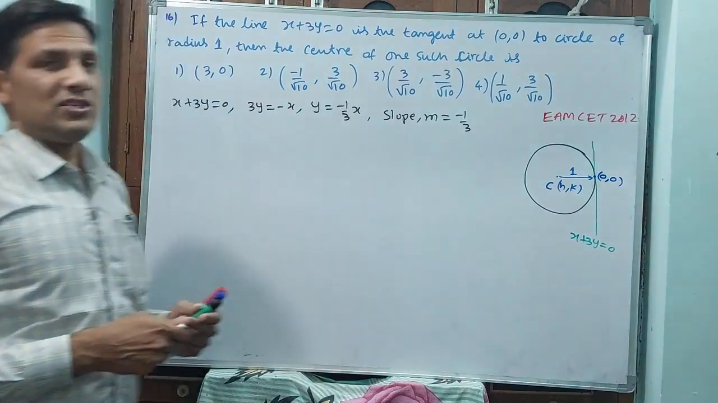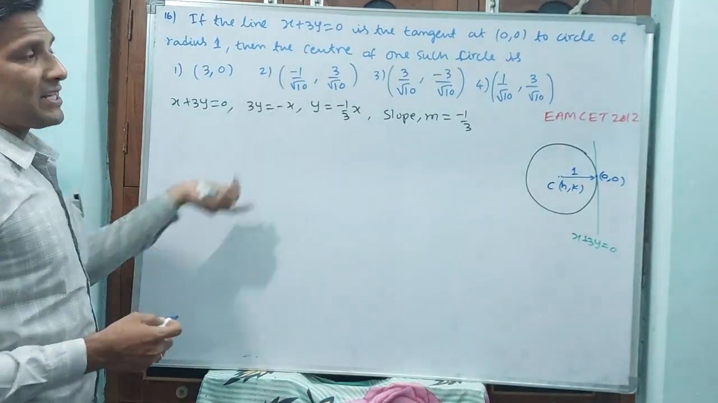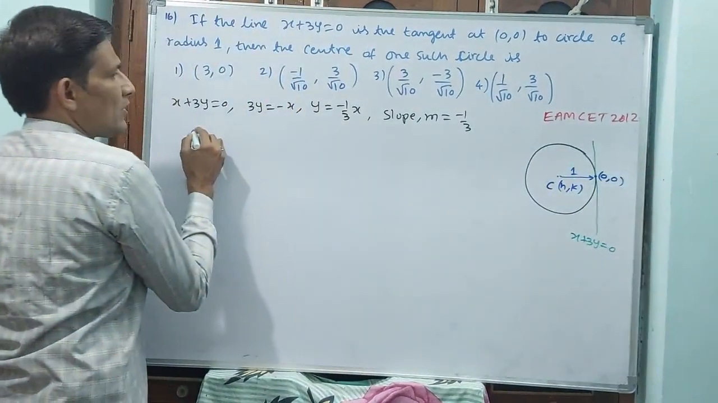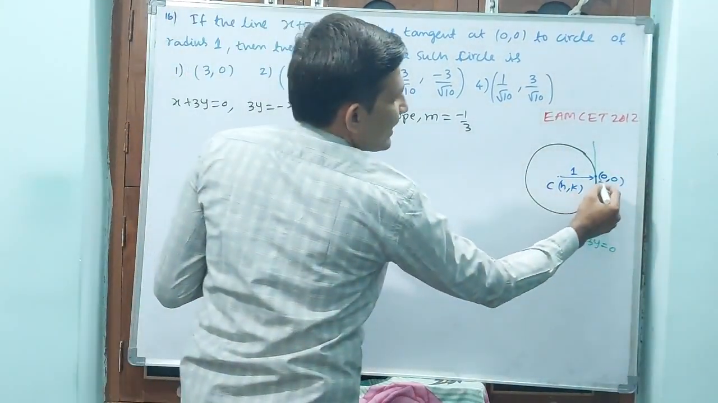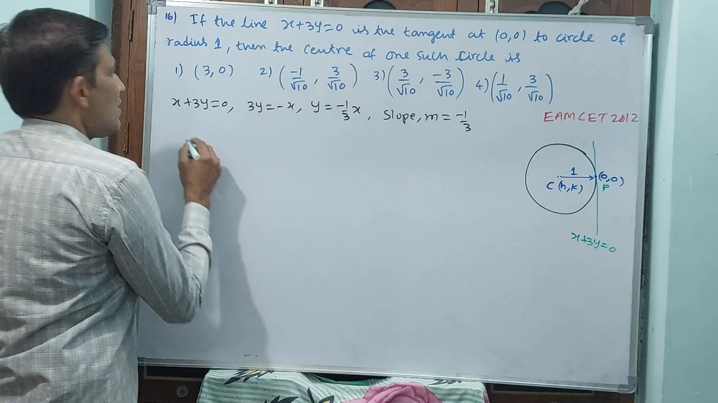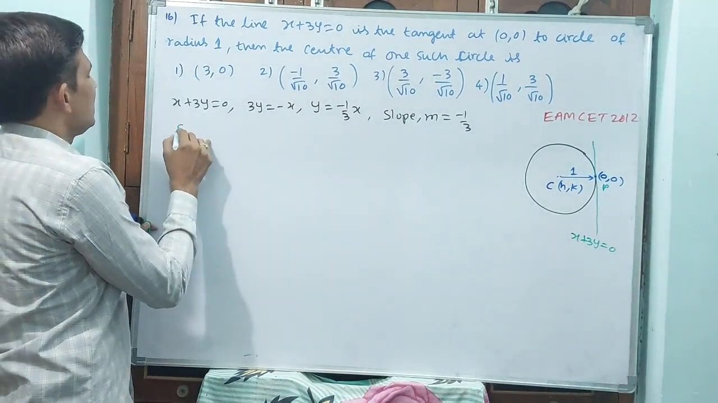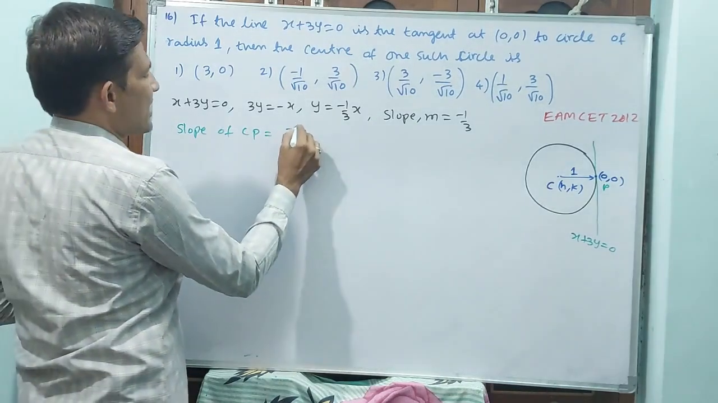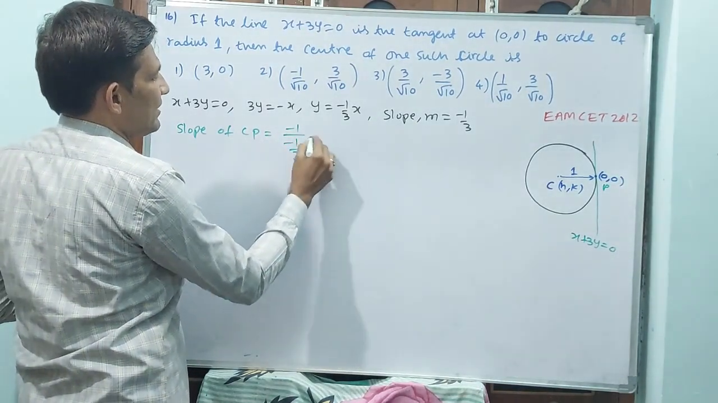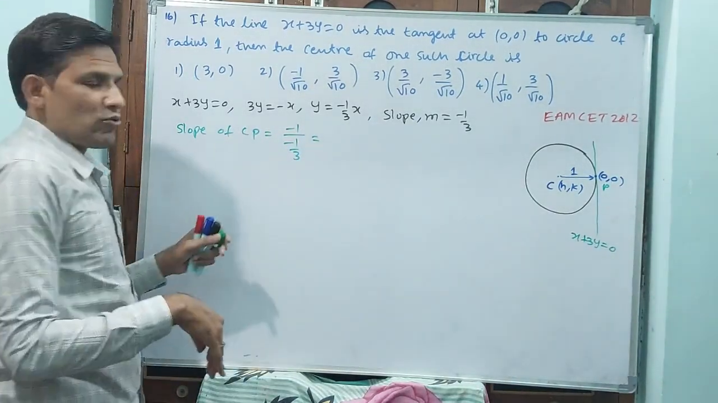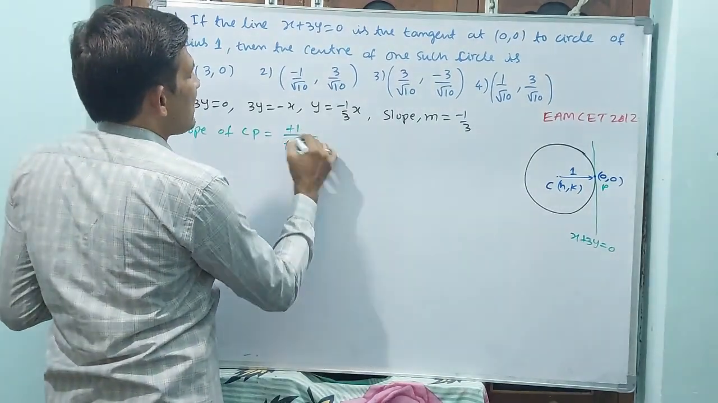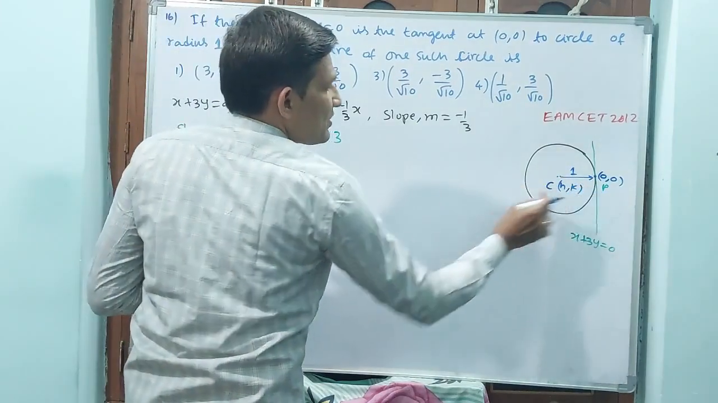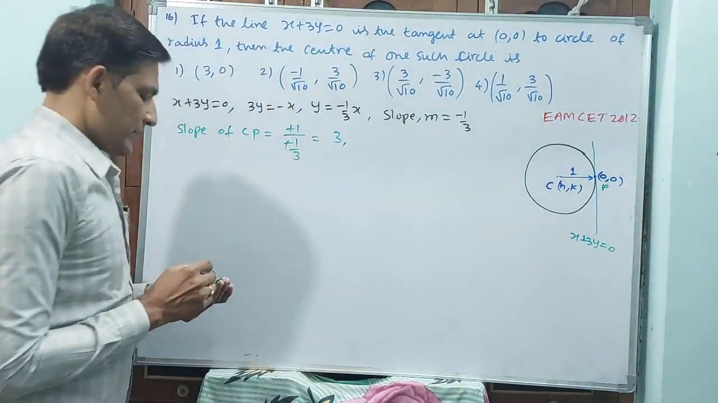What is the slope of CP? Minus 1 by minus 1 by 3. Why? Because this is perpendicular. This point you can take as P, so slope of CP. Slope of CP is equal to minus 1 by m, you have to keep. Minus minus is going to get cancelled. The slope 3 is going to come. That means slope of CP is equal to 3.